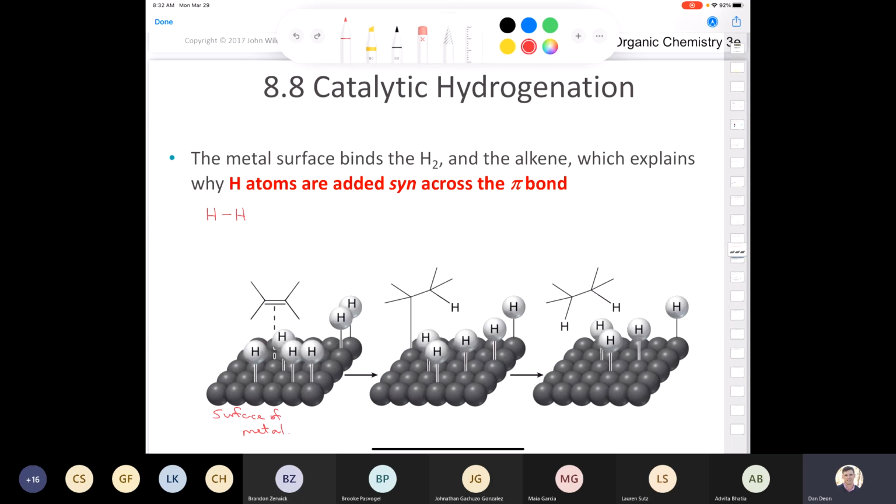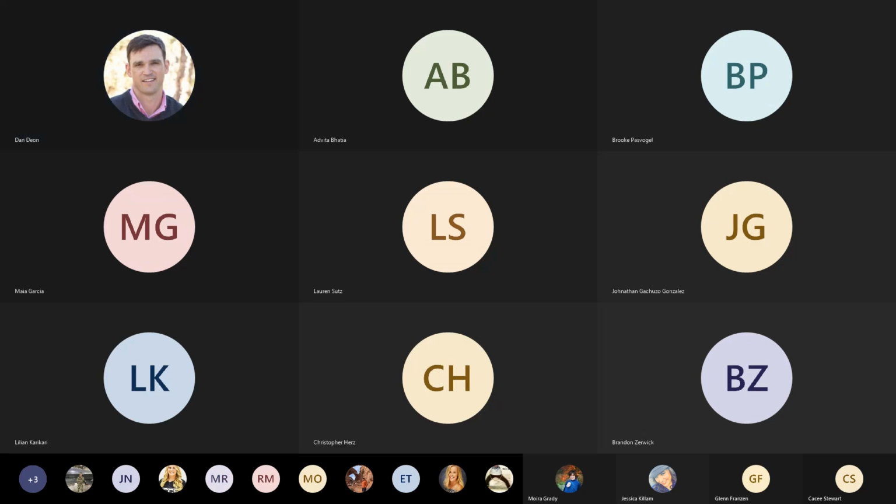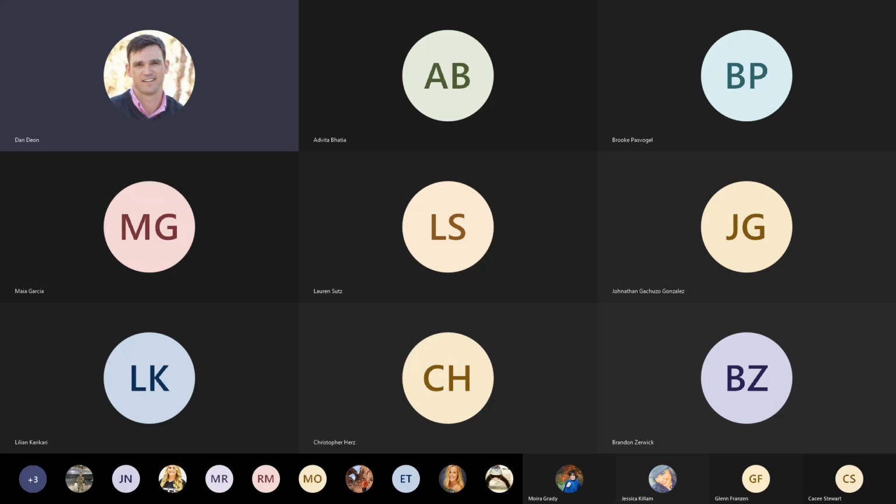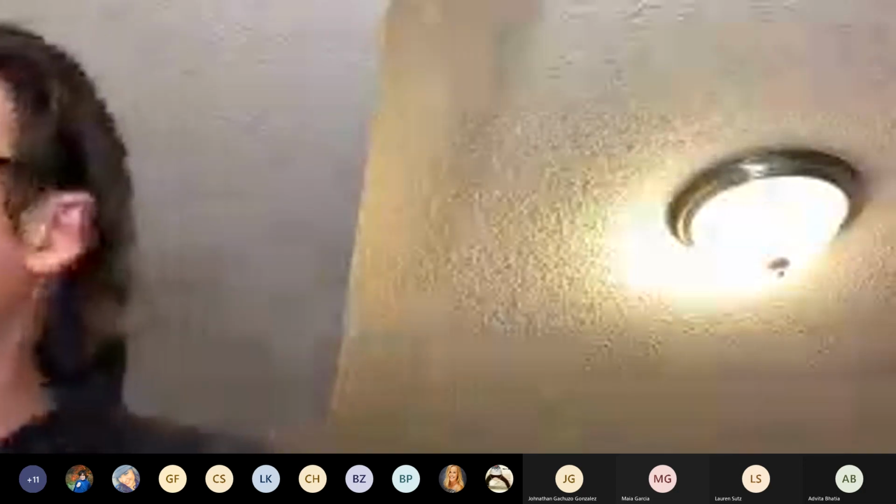Now, this is where it'd be handy for me to maybe turn my camera on just for a second. You guys, it's tough doing this kind of stuff when you're not in class with your students. But if I had a model, let's say I had a carbon-carbon double bond. Right here's a carbon-carbon double bond. This is an alkene, right? Alkenes are flat like a pancake.